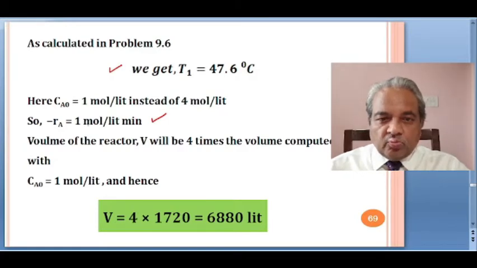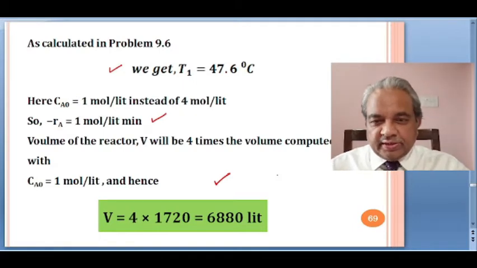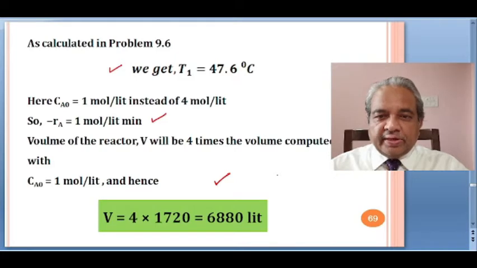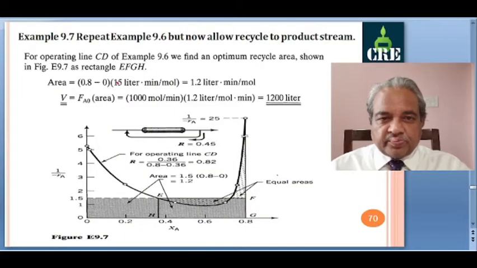So this is from 4 to 1. Okay. It is 1/4. So this value is changed to 1/4. So when Ca0 is equal to whatever the volume is there for 4, for Ca0 is equal to 1, it will be 4 times. So 1720 multiplied by 4, 6880 liters. The only change is in rate, rest of the things remain same.